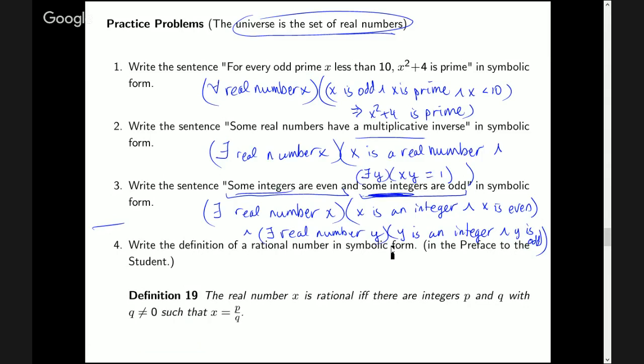Now, number 4 is the hardest one, and you have one like this in your homework. It says, write the definition of a rational number in symbolic form. You aren't going to have a rational number. I think you have to use continuous number or limit or something like that. So the question is, where do you get it from? And the answer is, look at the preface to the student, that first part of the book before chapter 1 begins. They will have the definition that you're looking for your homework.